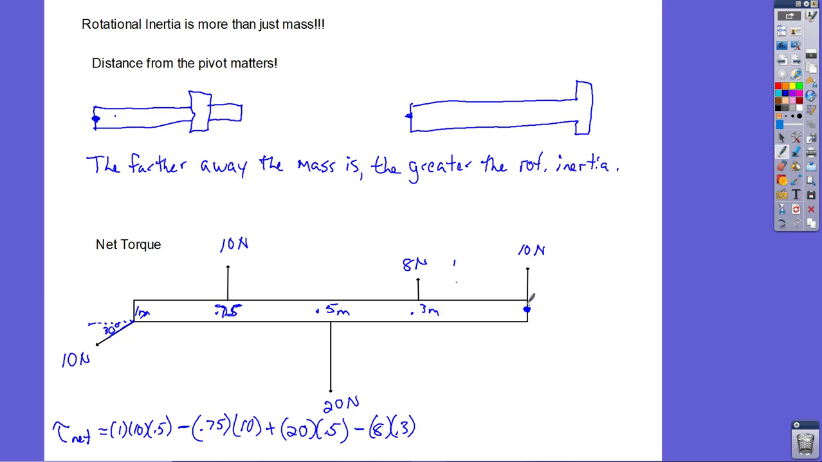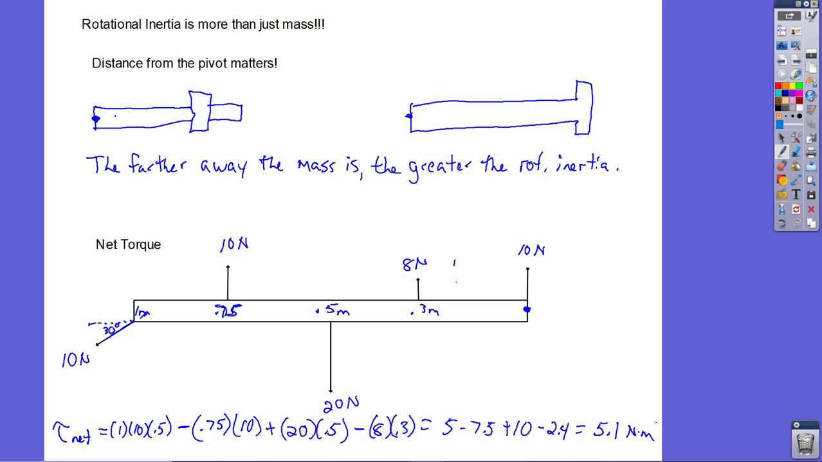And then this, R is equal to 0. So this force is not going to generate any torque at all. So that's all we have. So now we just do some simple math here. So it looks like we've got 5 minus 7.5 plus 10 minus 2.4. Okay, so I'm going to have 15 minus 9.9. So that'll be equal to 5.1. And that would be in newtons times meters.